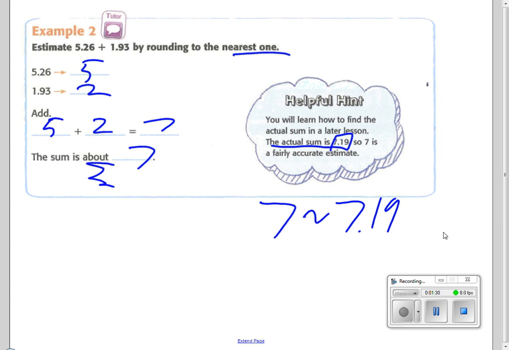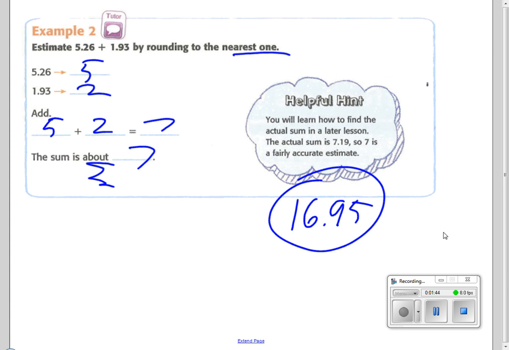That's close. Okay. If I added them up and I came up with 16 and 95 hundredths, what would that tell me? If I added them up and this was the answer I got, what would that tell me? Go ahead. I did something wrong. I need to go back and check because my answer is not close to my estimate. So somewhere I made a mistake. I got to go back and find it.